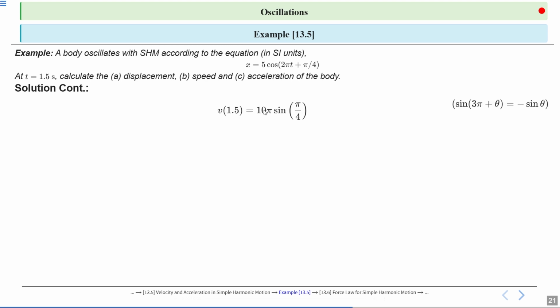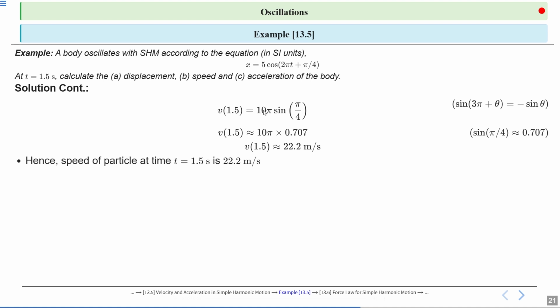v of 1.5 is equal to 10 pi into sine pi by 4. So v of 1.5 is approximately 10 pi into 0.707. Solving this, you will get 22.2 meter per second. Hence the speed of the particle at t equal to 1.5 second is equal to 22.2 meter per second.